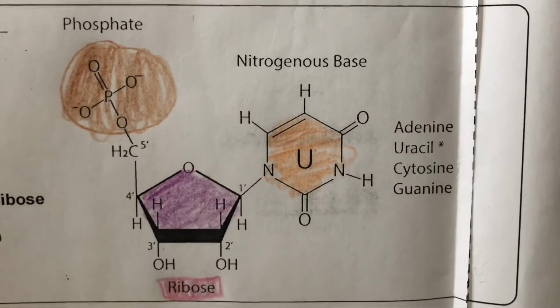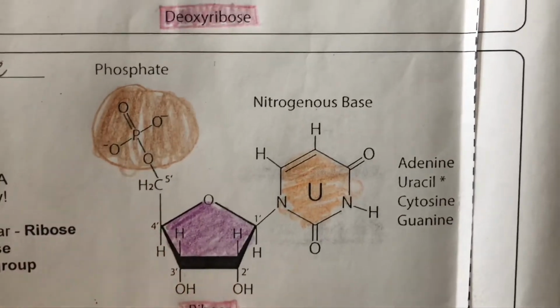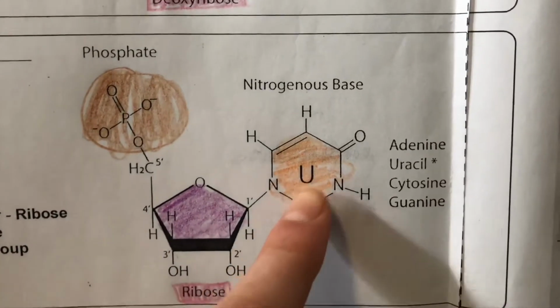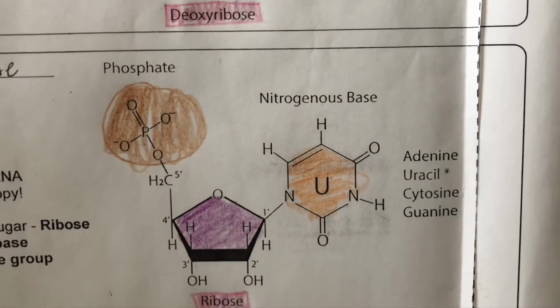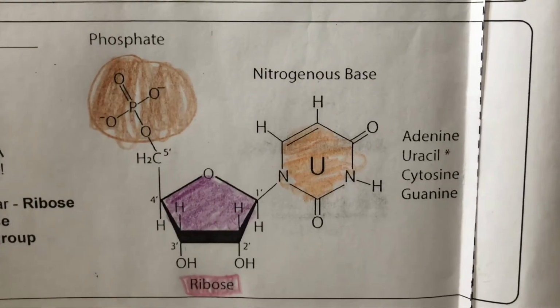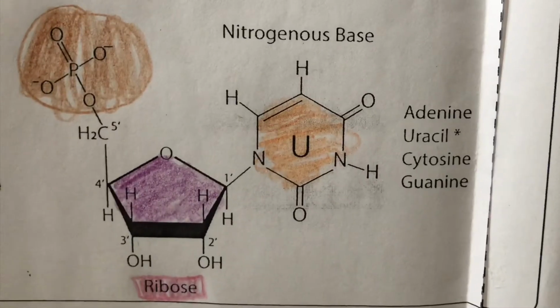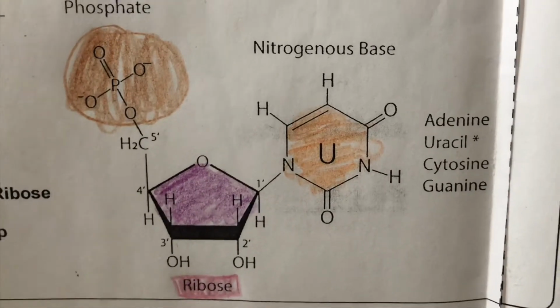This is an RNA nucleotide. It also has a phosphate, a sugar, but the sugar is called ribose, and a nitrogen base. The nitrogen bases in an RNA nucleotide are adenine, uracil, cytosine, and guanine. Adenine and uracil go together, and cytosine and guanine go together.